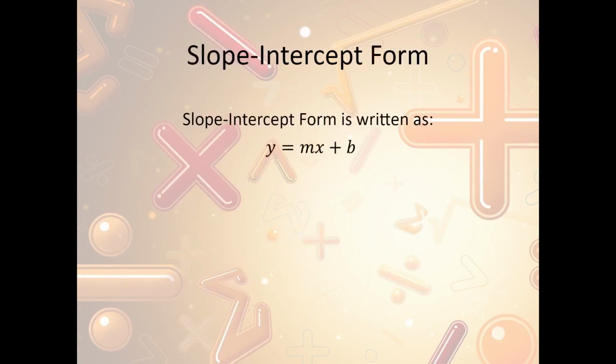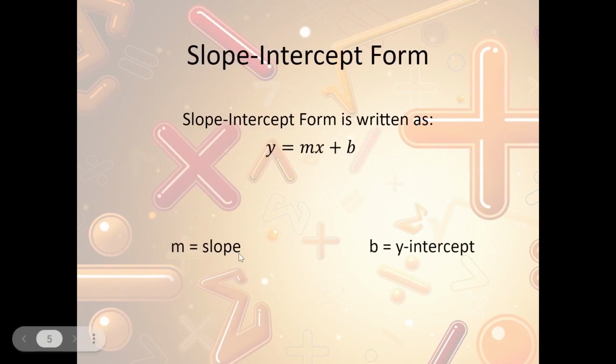Slope-intercept form. Slope-intercept form is written as y equals mx plus b. And what does that mean? M is the slope. And b is the y-intercept. Y and x are my variables that stay variables so that I can plug numbers in and see what they come out to be. So m is the slope and b is the y-intercept.